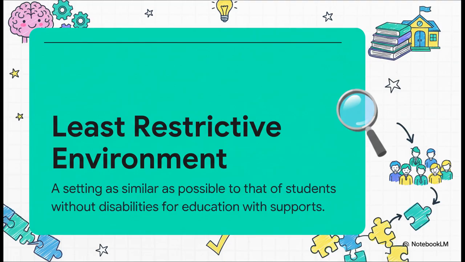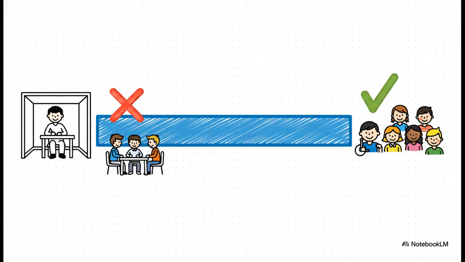What is LRE? At its heart, it's the idea that students with disabilities should be in the general education classroom learning with their non-disabled peers, as much as is appropriate for them. It's about inclusion and access. Now let's look at our options.